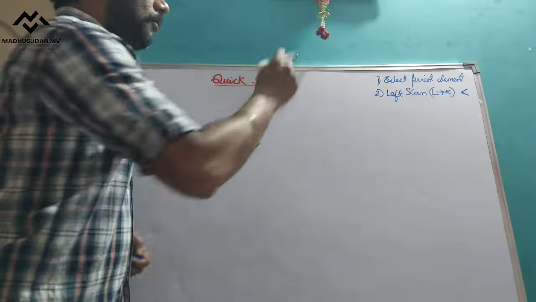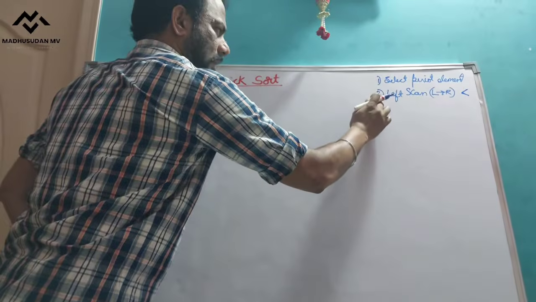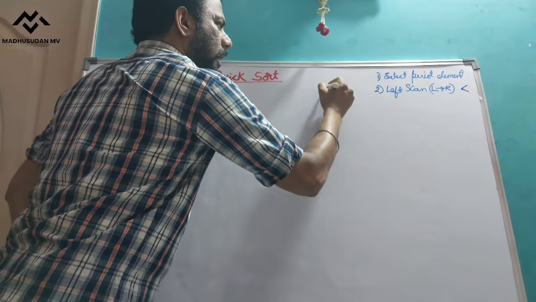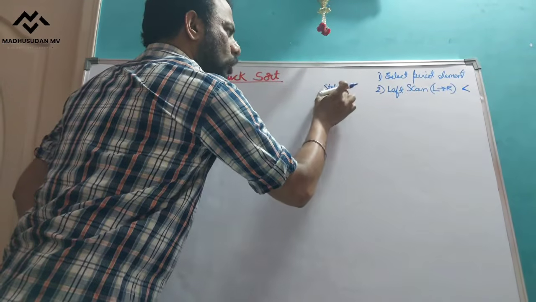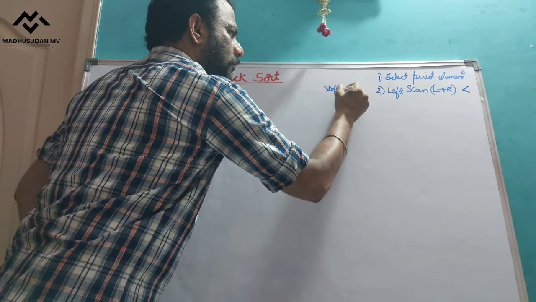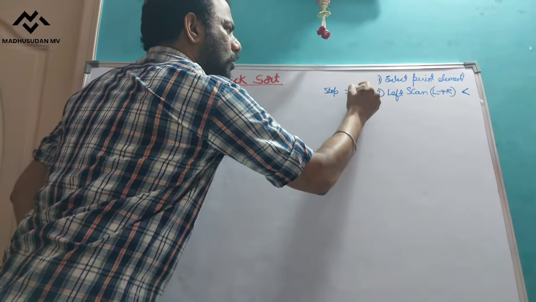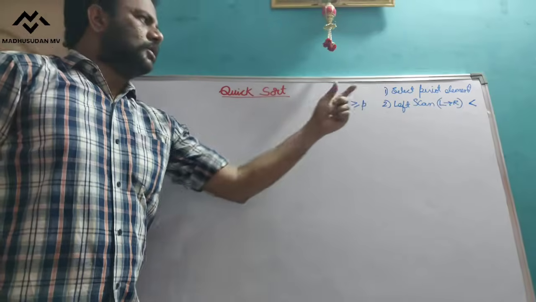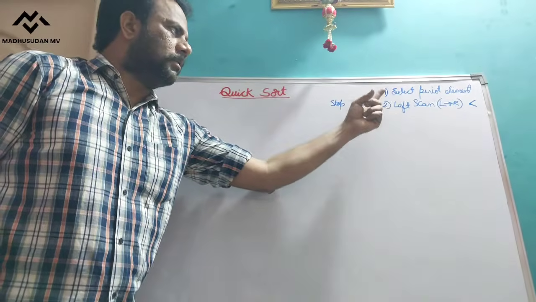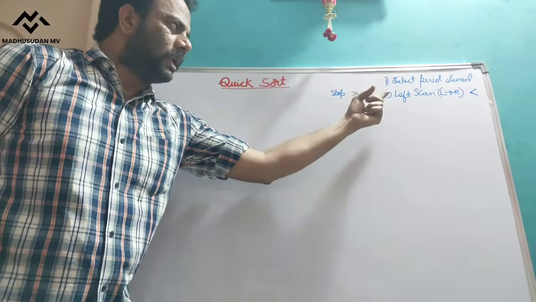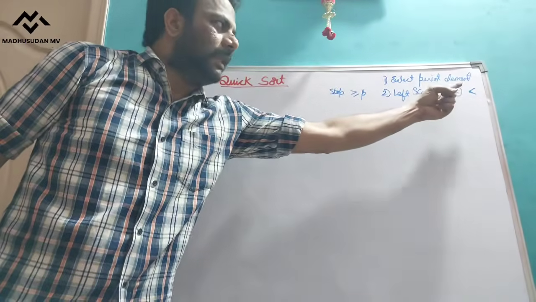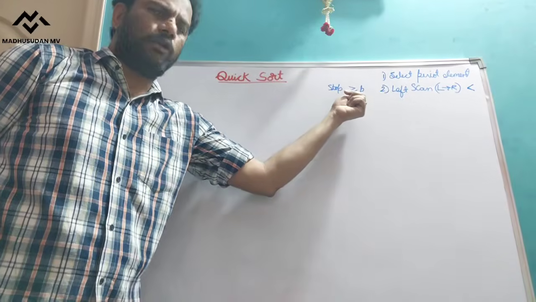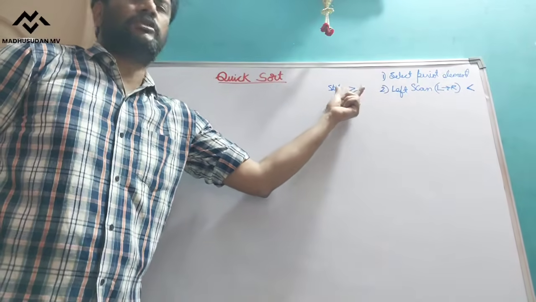When do we stop the left scan? Whenever we find an element greater than or equal to the pivot element, we stop the left scan. So during this second step, we do the left scan, looking for lesser elements. Whenever we find greater than or equal to the pivot element P, we stop.